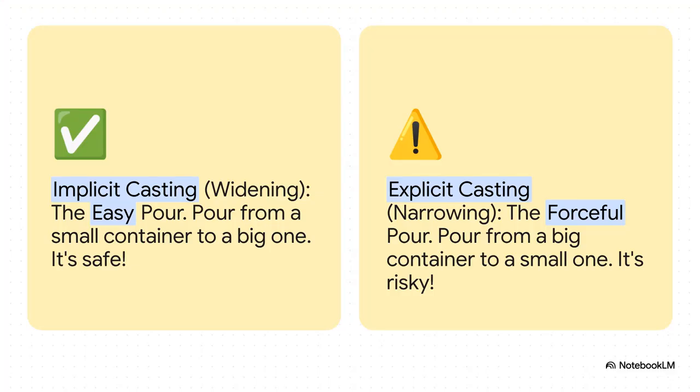So on one hand, you have the easy pour. Programmers call it implicit casting. This is when you pour from a small container, like a pitcher, into a big one, like a bucket. It's totally safe, right? Nothing's going to spill. So Java's cool with it. It just does it for you automatically. But going the other way, from that big bucket into a small pitcher, that's what we call the forceful pour. And that's risky. You could lose some data. So Java basically puts its foot down and says, nope, not unless you give me explicit permission.